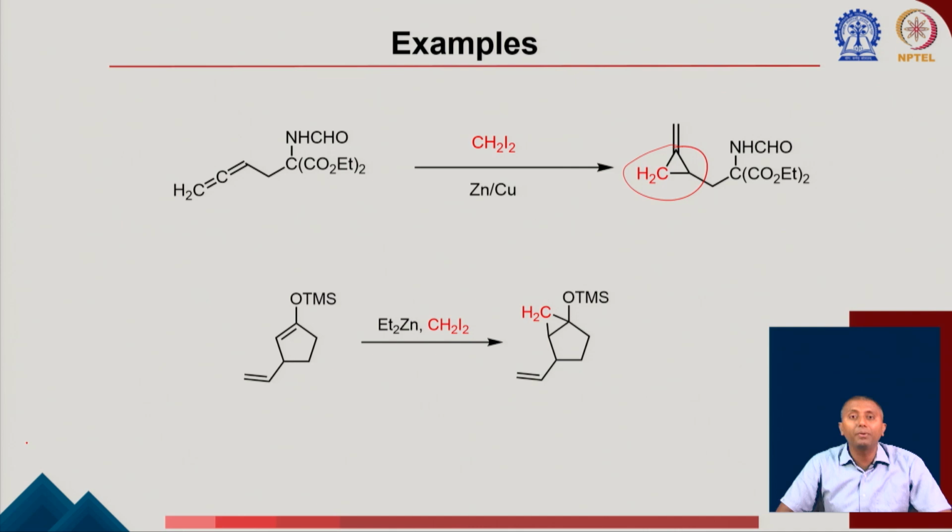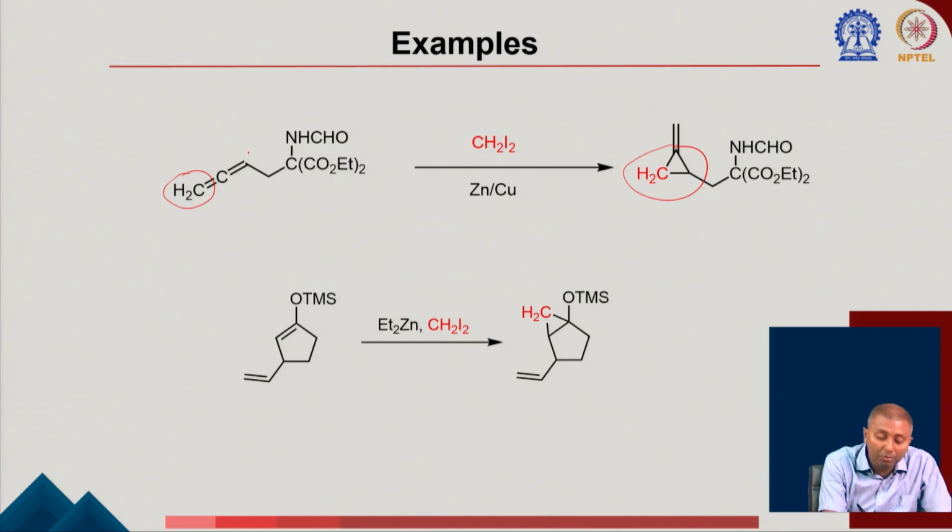So here is an example. Here you have two olefins. One is a terminal olefin, and one is internal. So this is an allene. Now the reaction is happening to the internal one, because you can see the internal one is electronically rich compared to the terminal one.